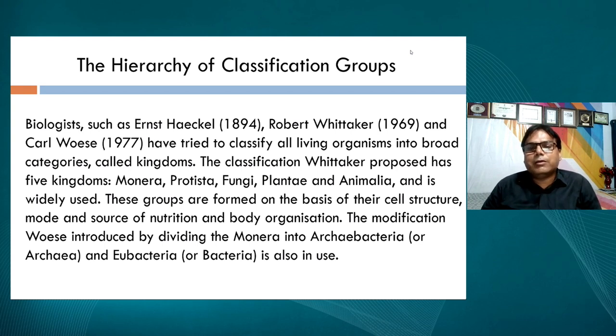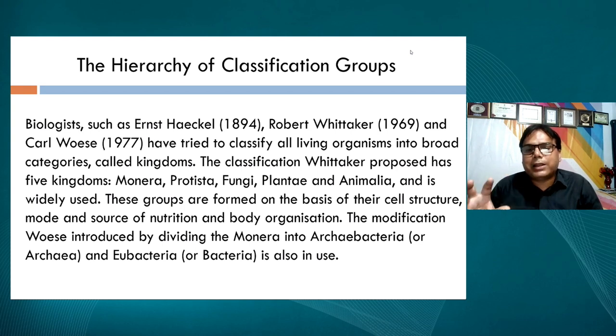The classification Whittaker proposed had five kingdoms: Monera, Protista, Fungi, Plantae, and Animalia. It is widely used in the world. These groups are formed on the basis of their cell structure, mode and source of nutrition, and body organization. The modification introduced by Carl Woese divided Monera into Archaebacteria and Eubacteria, and is also in use. That is known as the six kingdom classification.